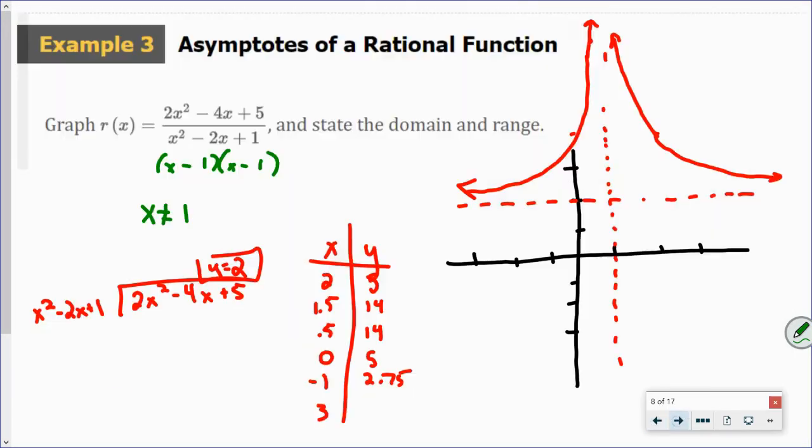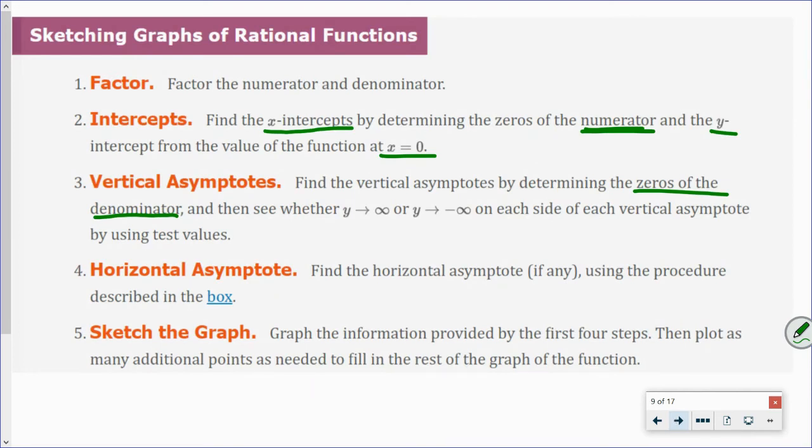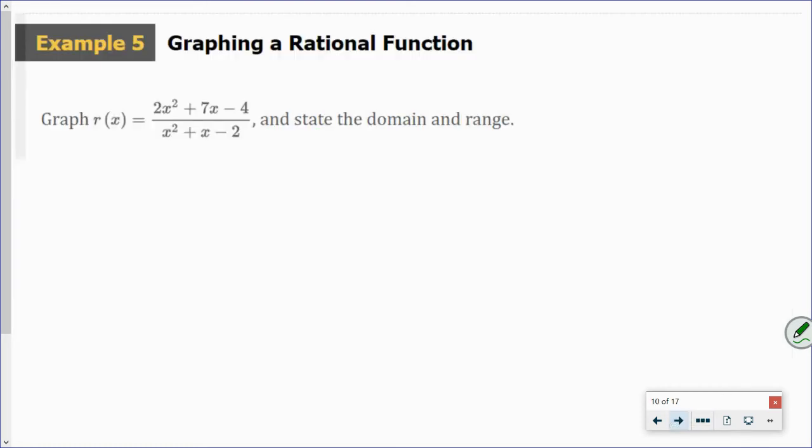So we can do the division and see what's happening. And then sketch the graph. If you need more points to plot, pick additional points as you feel the need. That way you can see where the graph is actually going. Okay, let's look at one. So graph a rational function.